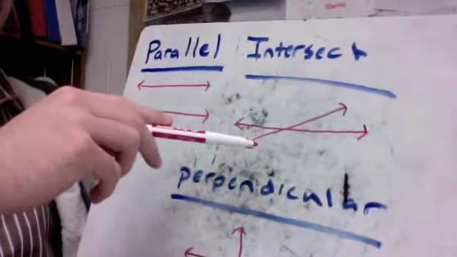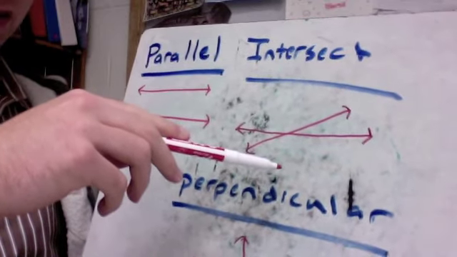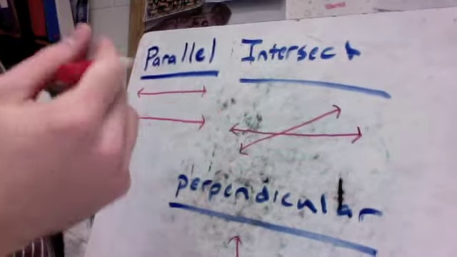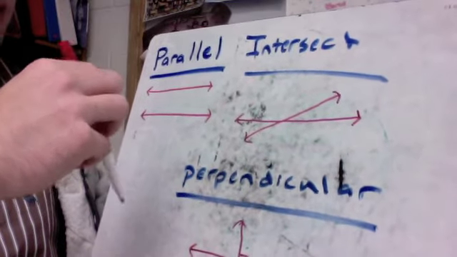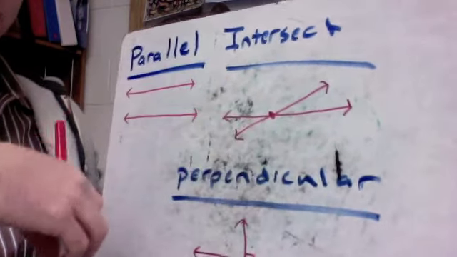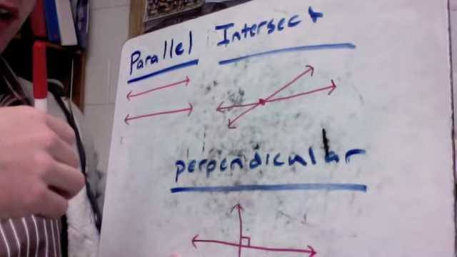Over here, we've got two lines that are intersecting. Okay, intersecting just means they are going to cross paths at some point. And if you see here, they're crossing paths right here. Okay, that would be intersect.